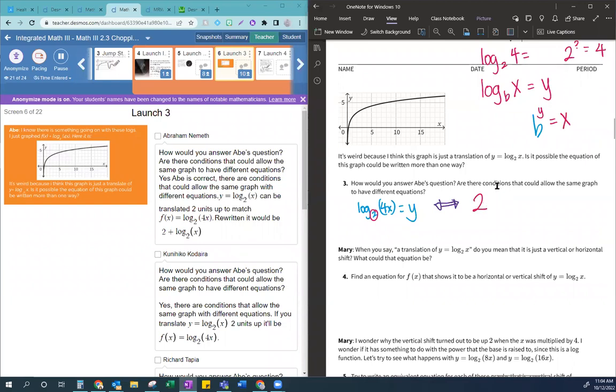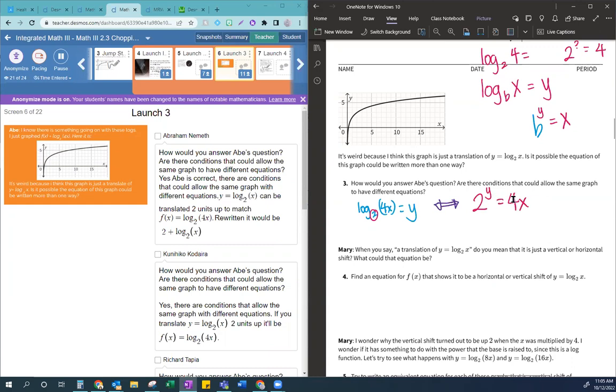Okay, same thought over here. 2 to the, what's going to go right here? What's the exponent right here? 2 to the what? Oh, 2 to the y. Very good. Thank you for participating. Awesome work. Okay, 2 to the y is equal to what? Yes, 4x. Very good. 2 to the y equals 4x.